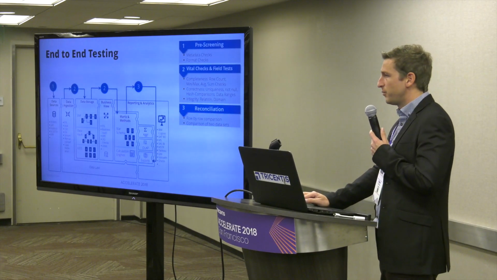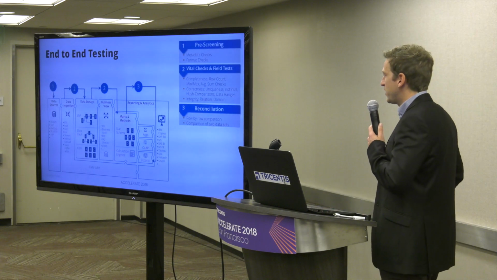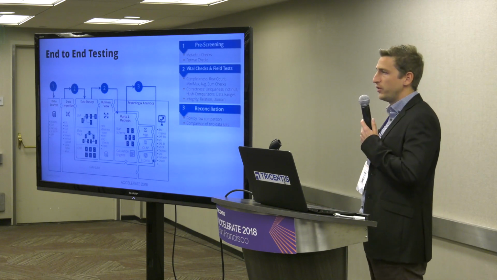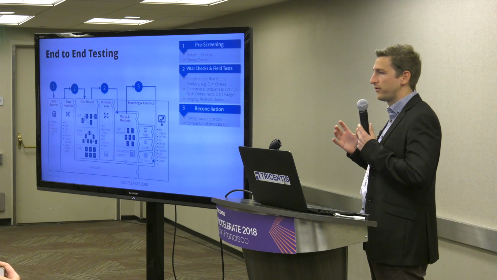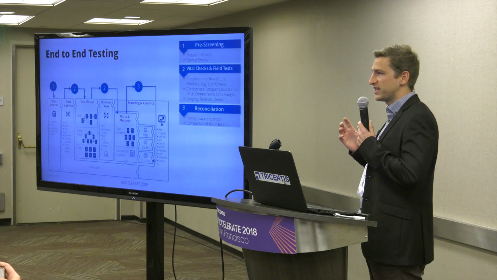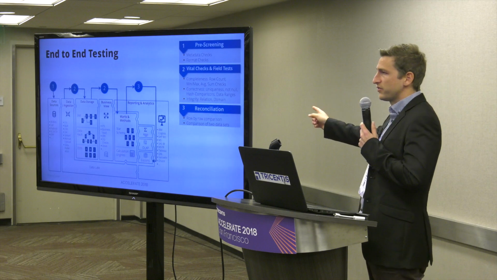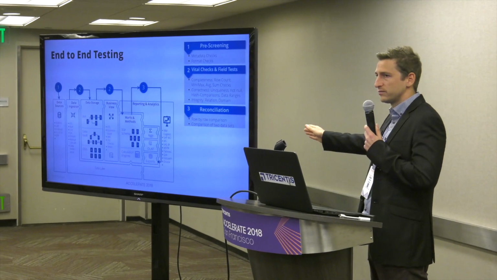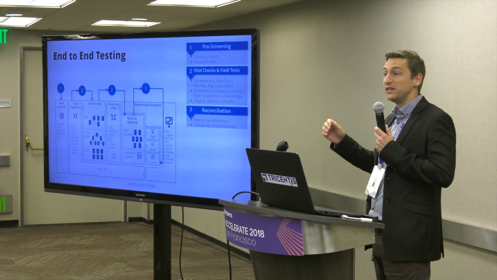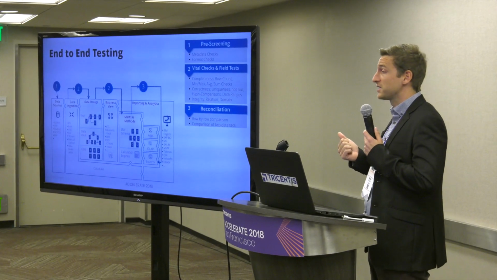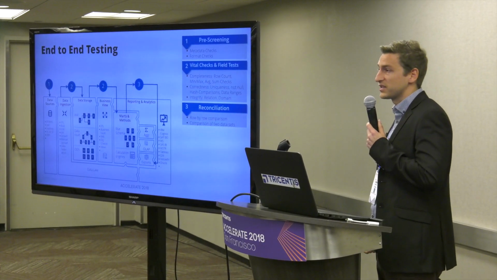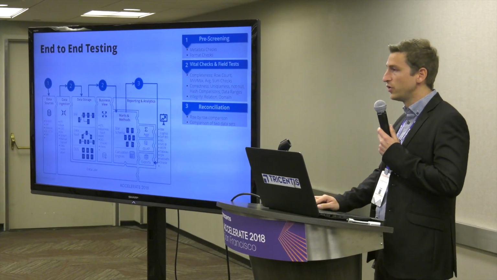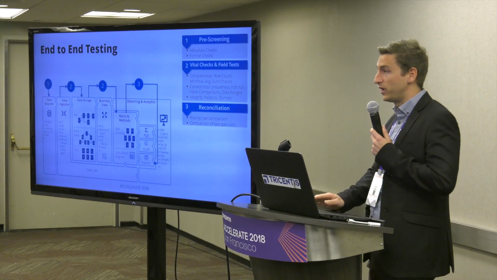The third type of test is reconciliation. Reconciliation does a full comparison of two data sets. The advantage of that one is it's covering everything, every single row. The disadvantage is it takes much longer than the vital checks and the field tests, so you can't use it at all times.